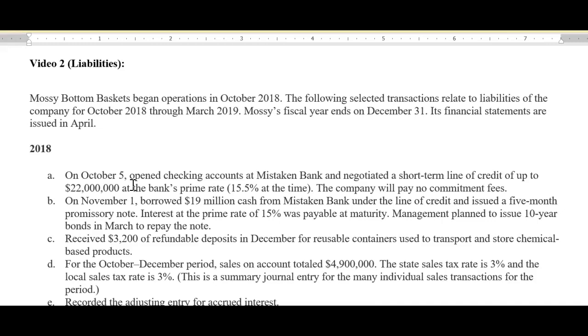So let's continue our journey on current liabilities and look at another example. Here we've got Mossy Bottom Baskets, which began operations in October of 2018. The following selected transactions relate to the liabilities of the company for October of 2018 through March of 2019. Mossy's fiscal year ends on December 31st. Its financial statements are issued in April.